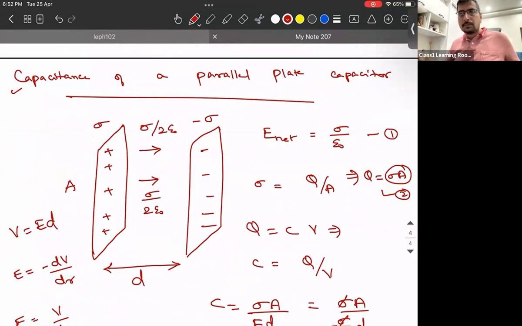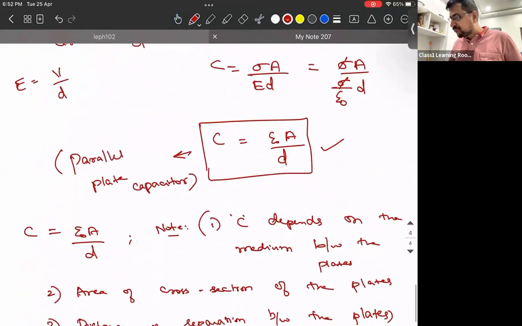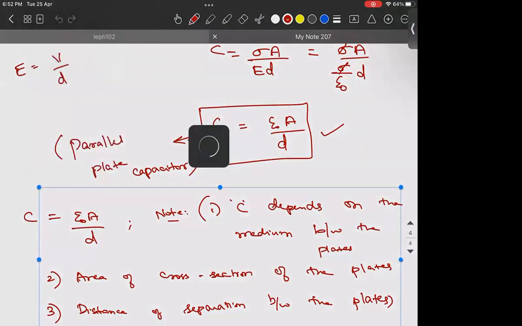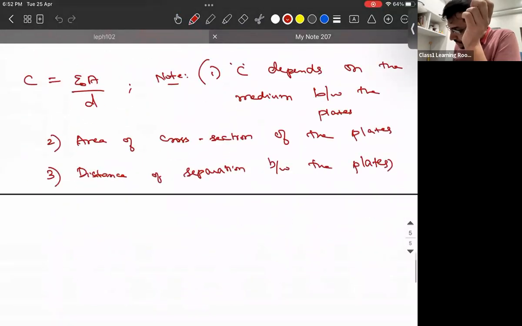So, this is what we saw. Capacitance of a parallel plate capacitor came out to be epsilon naught times A divided by D. And the important points I told you to make a note of: C depends on the medium between the plates, the area of cross section of the plates, and the distance of separation between the plates. Right?